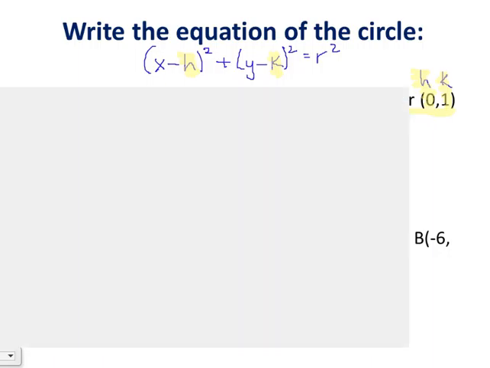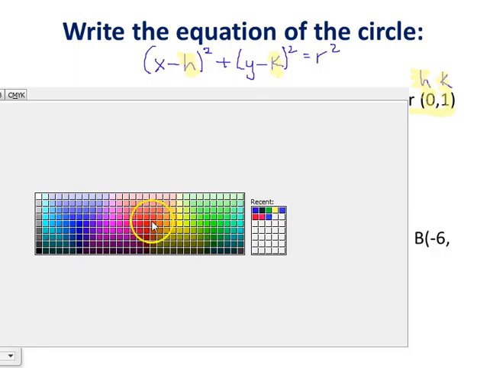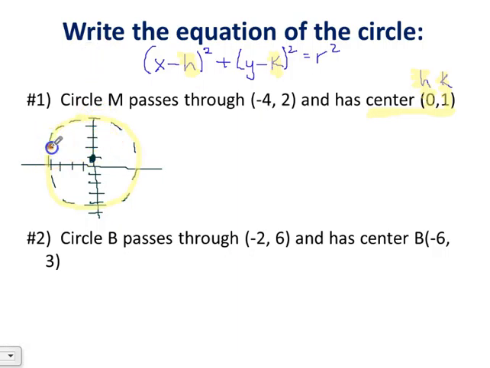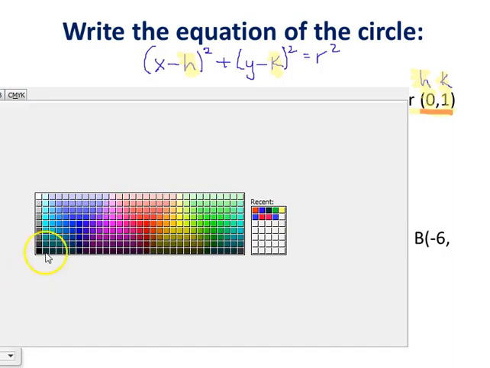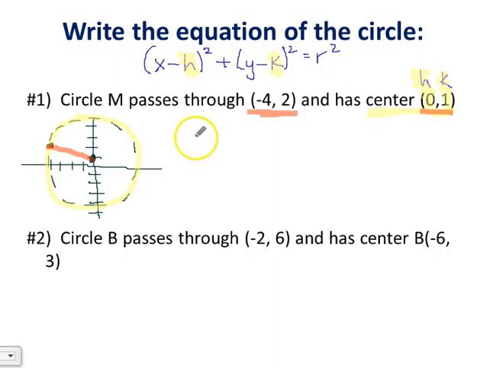passes through. So to find the radius, we need to find the distance between these 2 points. We need to find the distance between -4, 2 and 0, 1. We reviewed the distance formula at the very beginning of this session for our warm-up problem. So we're ready to go. Let's go ahead and plug things in.